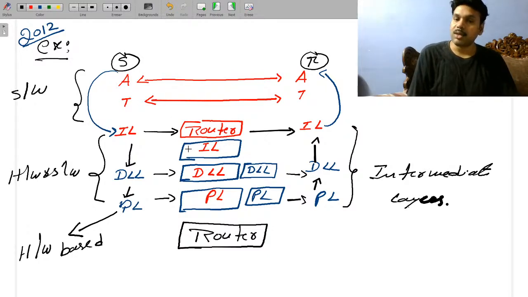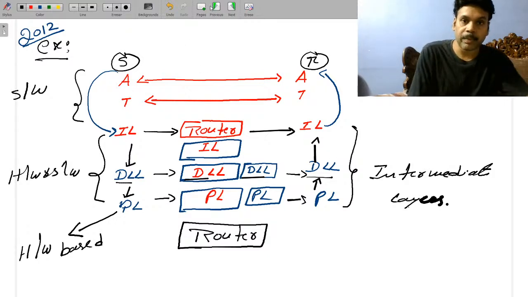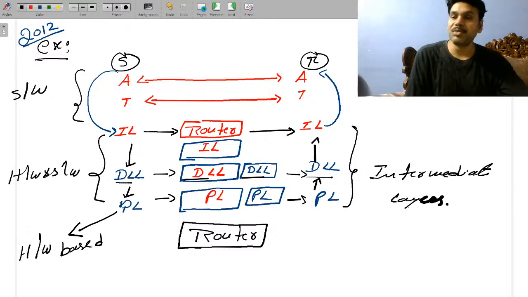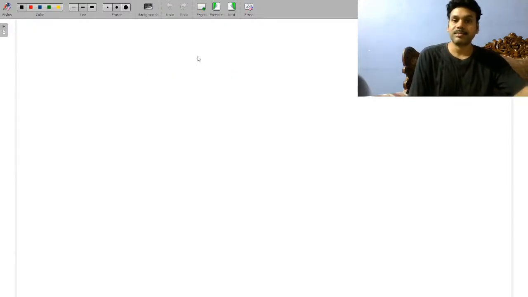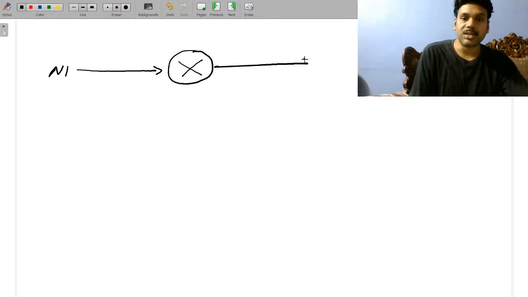Now we want to see why the internet layer is involved only one time with the router, and why DLL and PL are used double times while transmitting your data. So altogether 1, 2, 3, 4. 4 times DLL is used, 4 times physical layer is used, but 3 times network layer is used. Now let me tell you another example before going into the details. So there is a node 1 which is connected through a router to the other side.